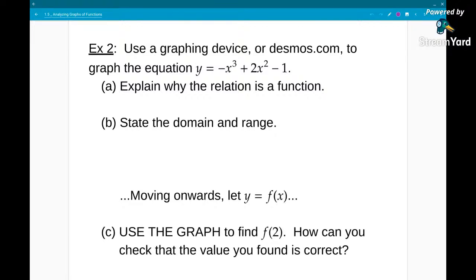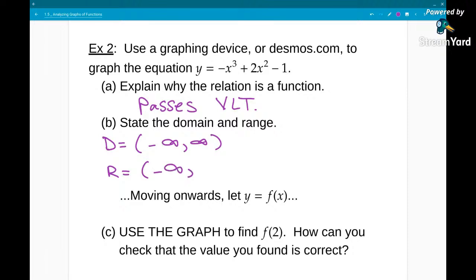So I asked us to explain why the relation is a function, because it passes the vertical line test. Totally legit answer. State the domain and range. All real numbers for the domain. I'm just going to say D equals, that represents domain. And the same can be said for the range.